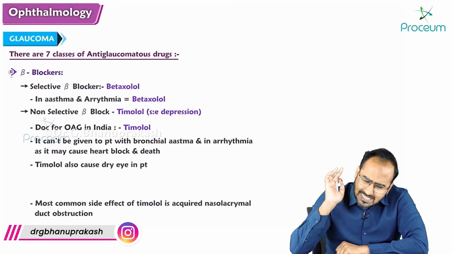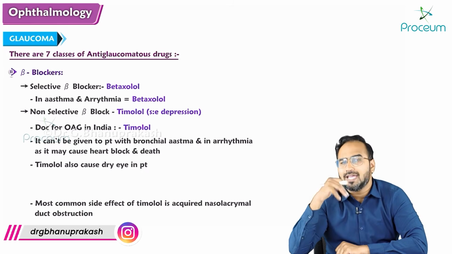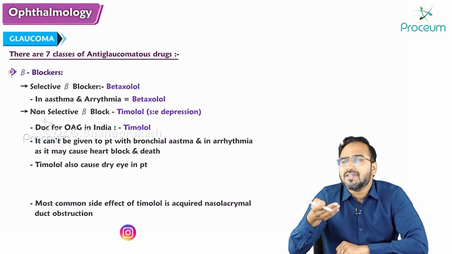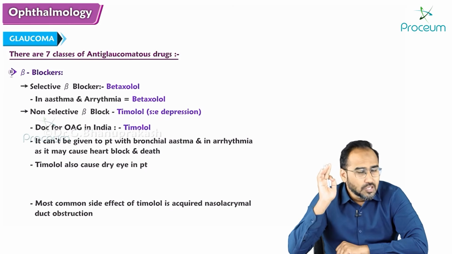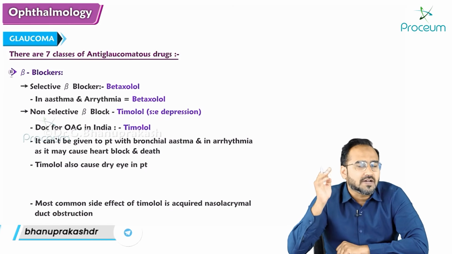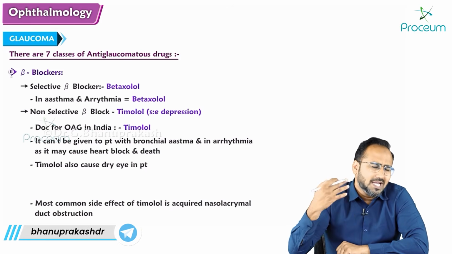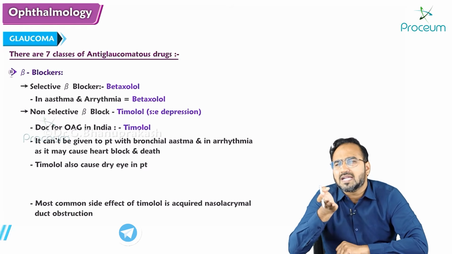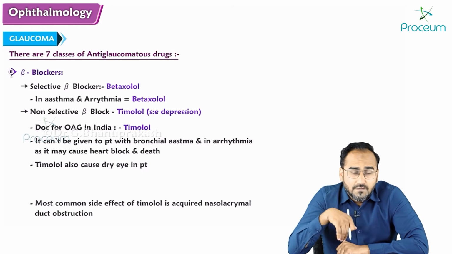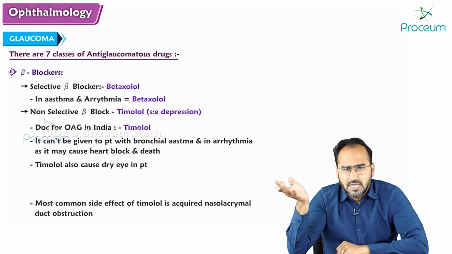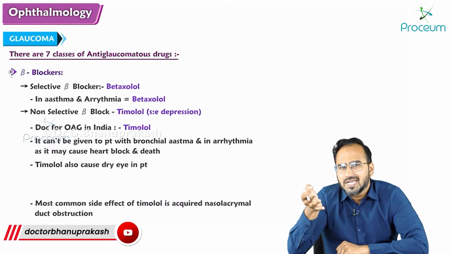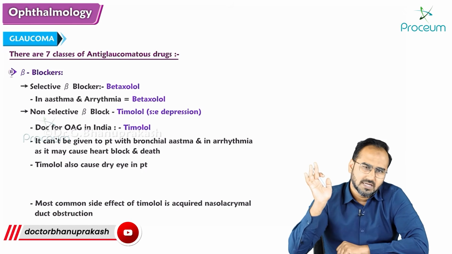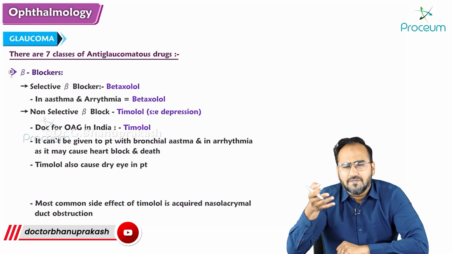Remember, timolol is the drug of choice for open angle glaucoma in India, but it has a side effect. What side effect? You can't give timolol to a patient suffering from bronchial asthma. In bronchial asthma, there is bronchoconstriction. Why? Because the beta 2 activity is already blocked. If you further block it by giving timolol, imagine a patient having bronchial asthma and glaucoma, never give timolol. It will worsen the asthma, right? So timolol has some side effects.